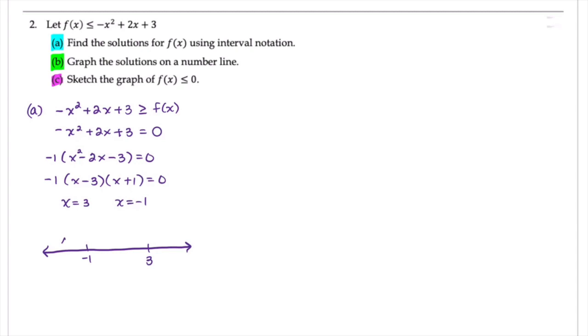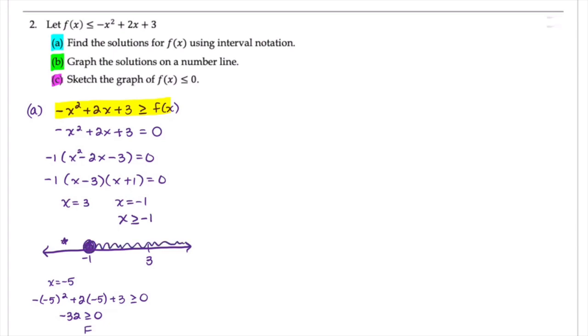So again, I'm going to pick a number to the left of -1. I'm going to test that value into this function here. I get that -32 is greater than or equal to 0, which clearly is false, which means that my first possible answer would be x is greater than or equal to -1. And I'm going to graph that.